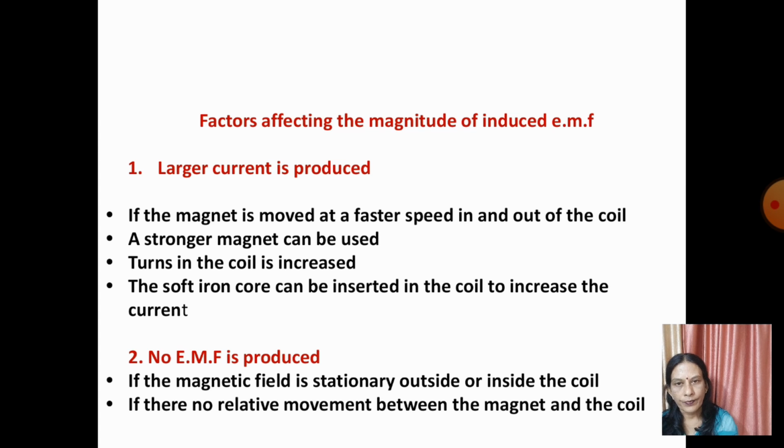Another thing which is very important is under what condition no EMF is produced. First, if the magnetic field is stationary, maybe outside or inside the coil, then there will be no EMF. If the field is not changing, if the field is stationary, meaning the field is constant, it will not produce any EMF. Or if there is no relative movement between the magnet and the coil, neither the magnet nor the coil is moving, there will be no EMF produced in the circuit.